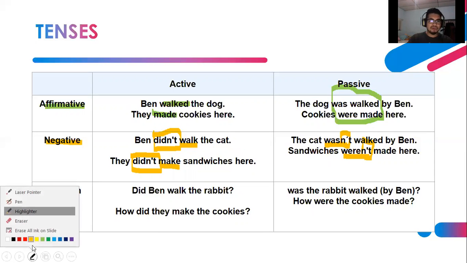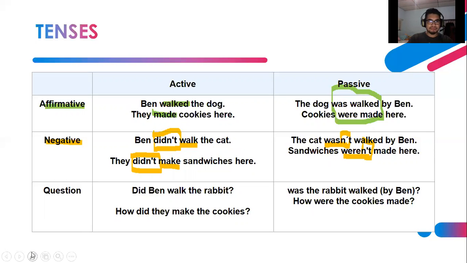And now we're going to move on to the interrogative form. And as you see, the interrogative form is a little bit different in the sense that first we start with an auxiliary or we start with a question word. You have the first one that says, did Ben walk the rabbit? Notice that right now we are using the auxiliary plus the verb in the base form. When I mean the base form, I mean a form that doesn't have any change whatsoever.